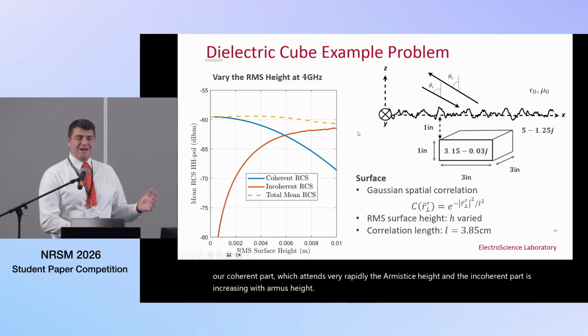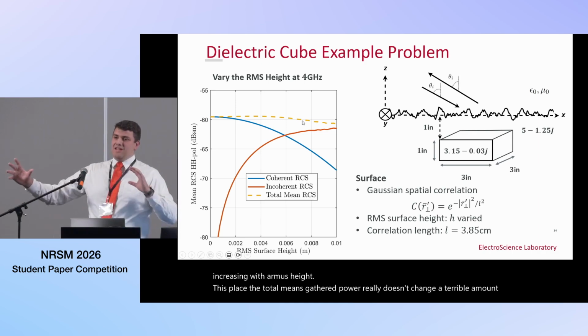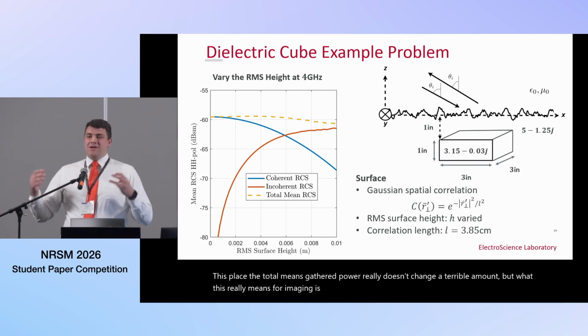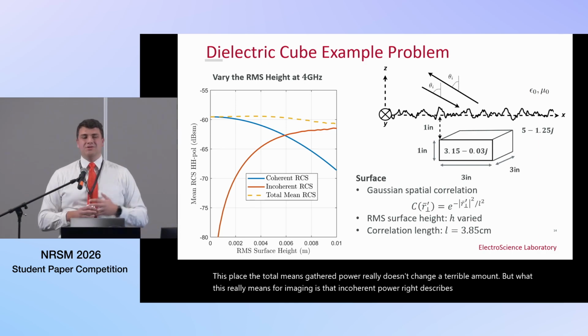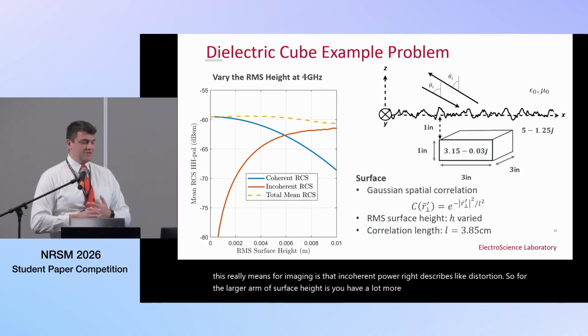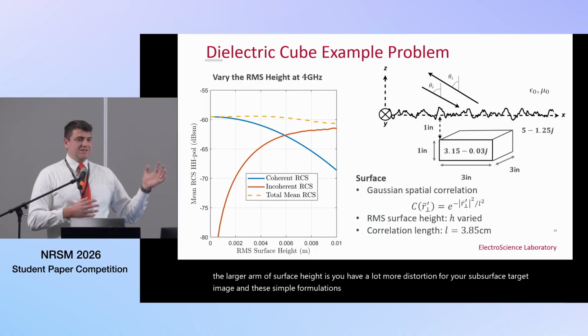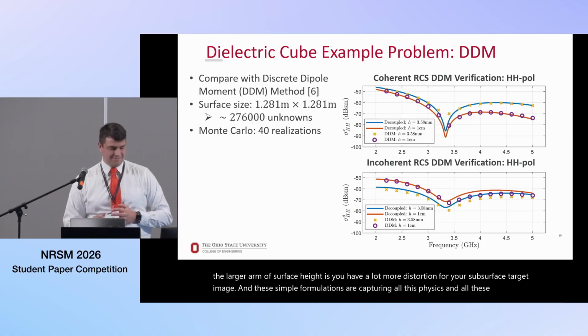The total mean scattered power really doesn't change a terrible amount, but what this means for imaging is that incoherent power describes distortion. So for the larger RMS surface height you have a lot more distortion for your subsurface target image. And these simple formulations are capturing all this physics and all these interactions.